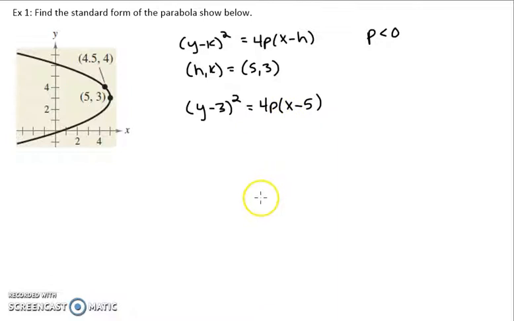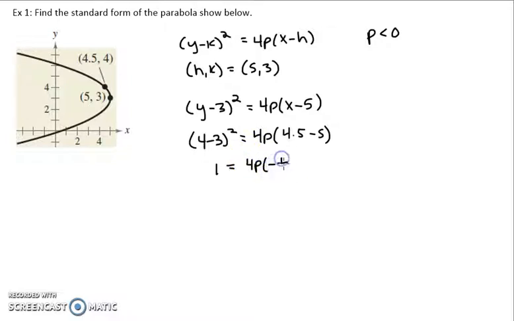We're still missing the p. So we're going to handle this the same way we did in class the other days. We're going to take the point 4.5, 4 and plug it in for x and y and try to solve for p. When we do that, we're going to get 4 minus 3 squared equals 4p times 4.5 minus 5. So 4 minus 3 is 1, squared is 1. 4.5 minus 5 is going to be negative 0.5. So we can think about 4p times negative 1/2.